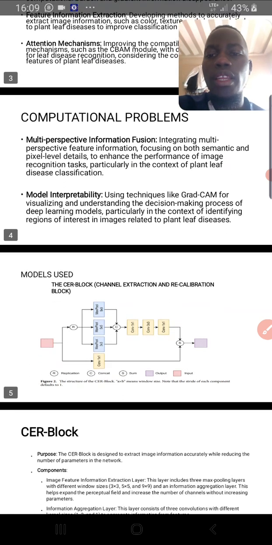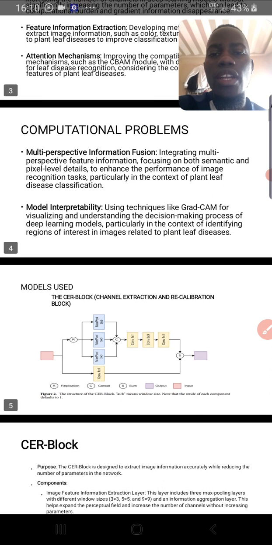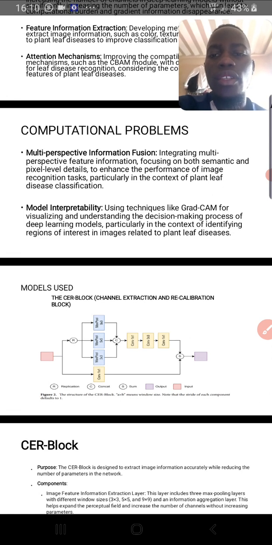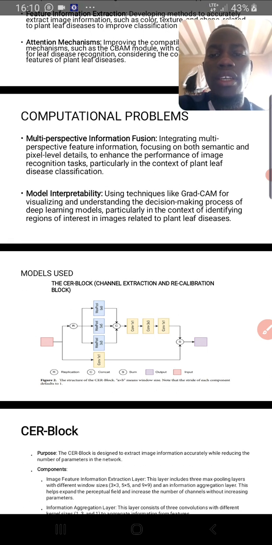And another computational problem is multi-perspective information fusion. Here the model focuses on both semantic and pixel level details. The semantic is like which features in the image are considered when making a prediction, and those features will include the color and the shape of the leaf or the image.